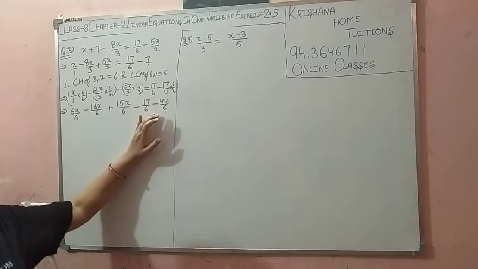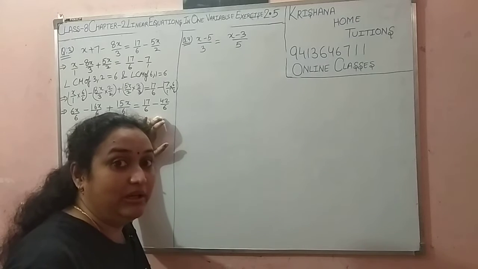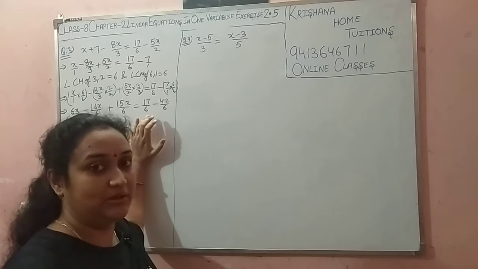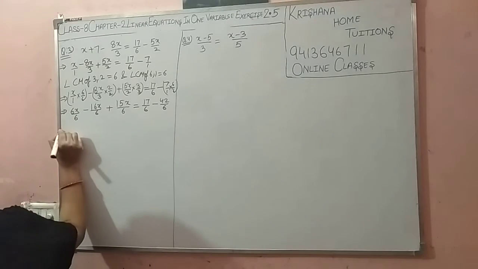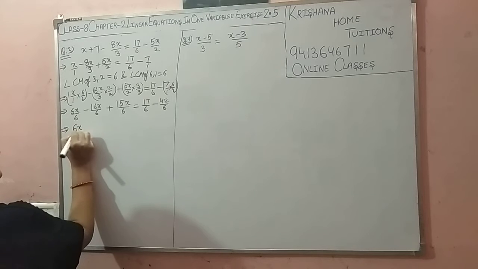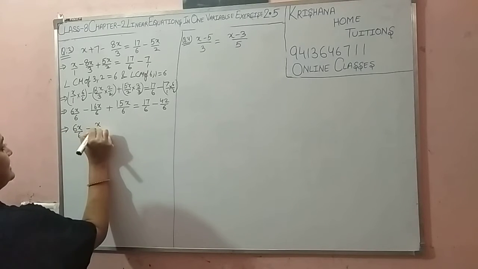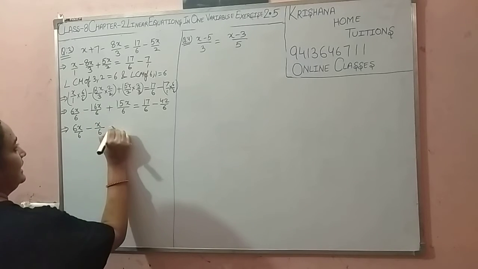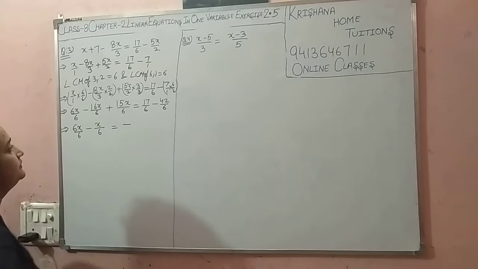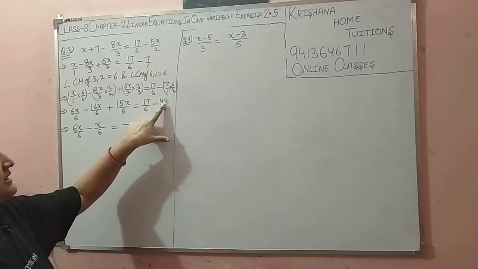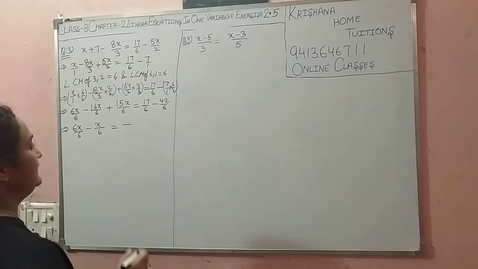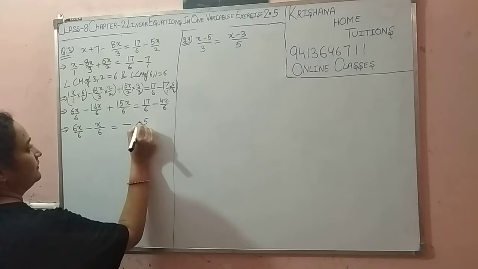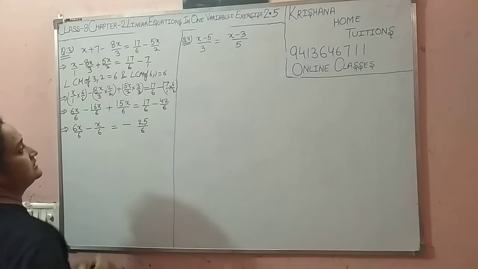Here children, it is a coincidence that we have same denominators on both the sides. It is not necessary. Sometimes it is same, sometimes it may be different. So now we have to add the terms: 6x minus 16x plus 15x upon 6 is equals to minus x upon 6 is equals to 17 minus 42, that is minus 25 upon 6.